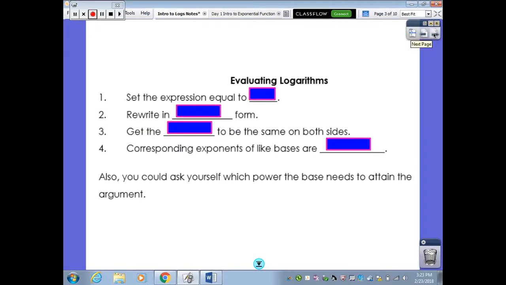Evaluating logarithms. Step 1, set the expression equal to y. Step 2, rewrite in exponent form. Step 3, get the bases to be the same on both sides. Step 4, corresponding exponents of like bases are equal. Also, you could ask yourself which power the base needs to attain the argument.